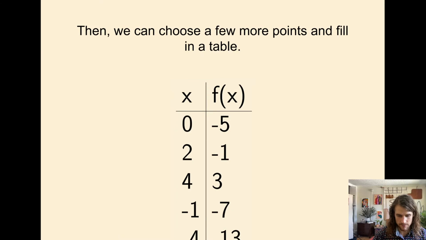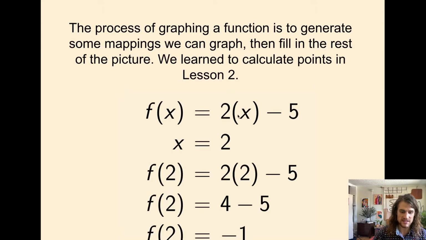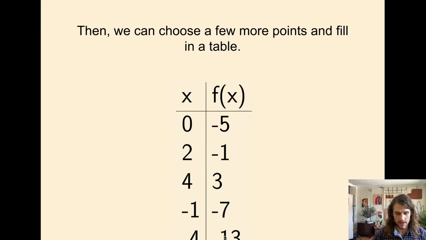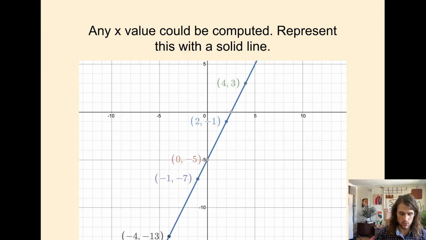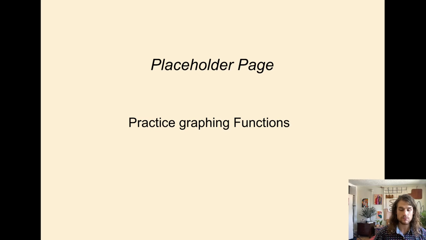So let's see. Here's our function f(x) = 2x - 5, and you can see I started with the value x = 2, and I computed that f(2) = -1. All right, and then I made a table using that first one. Actually, I put that one on the second row, and then I computed the values for x = 0, x = 4, x = -1, x = -4. So I made 5 points that we can graph. All right, so I graph those points, and then we connect them with a solid line. Okay. So there we go.